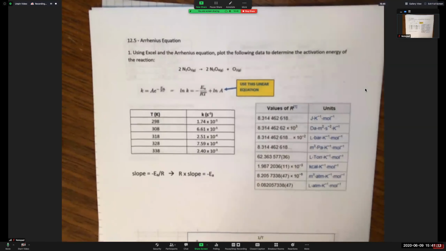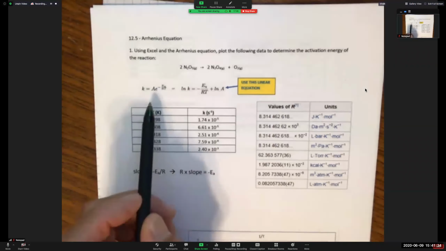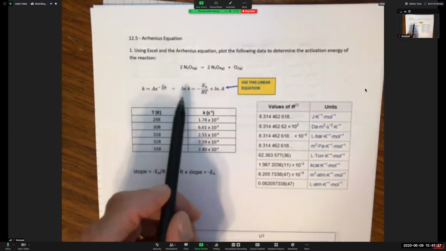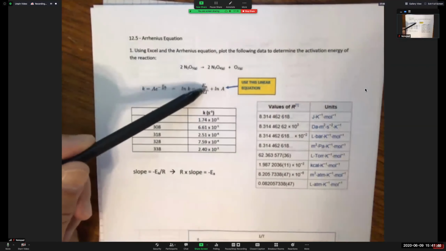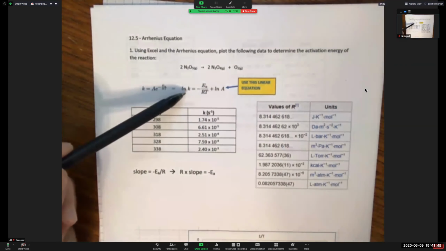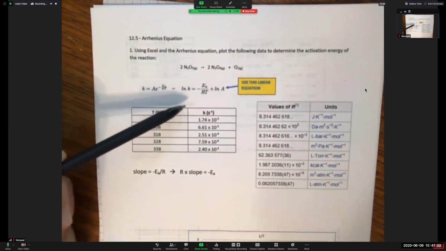The first problem, I've done most of it already. It says using Excel and the Arrhenius equation, plot the following data to determine the activation energy of this reaction. So we have a reaction here, and it looks like it's balanced already. And underneath it, I have the Arrhenius equation written, and then transform it into its linear form. If we plot the inverse temperature versus the log of the rate constants at these different temperatures, we should get a straight line.